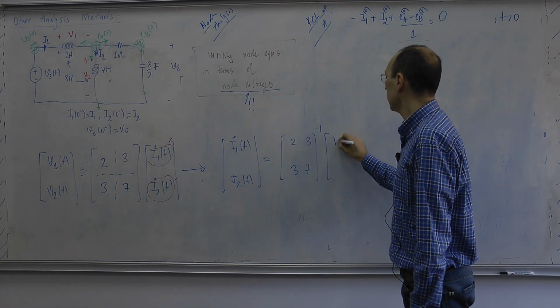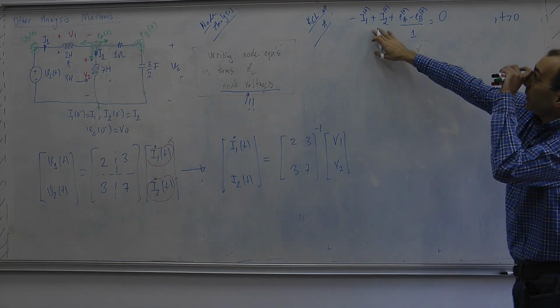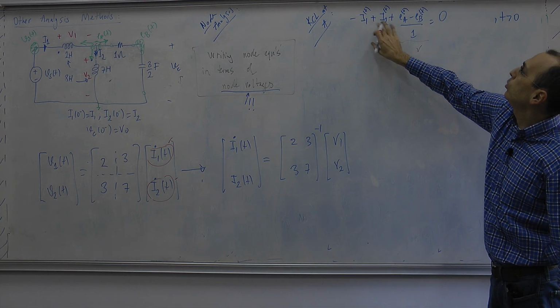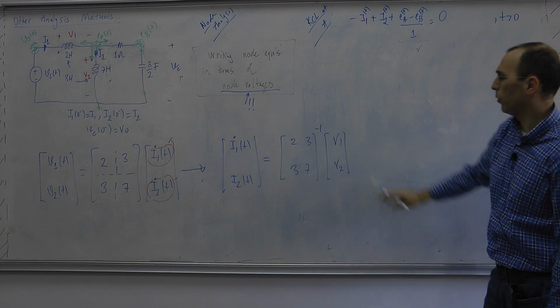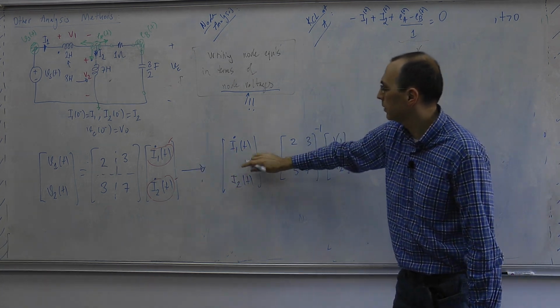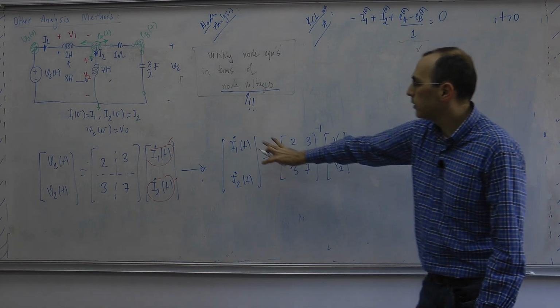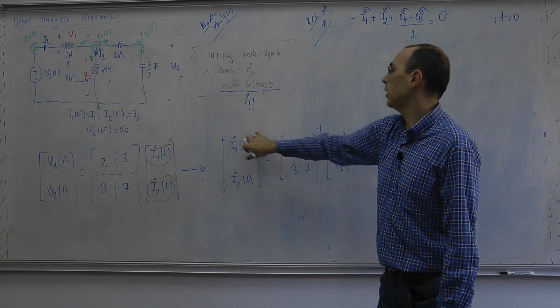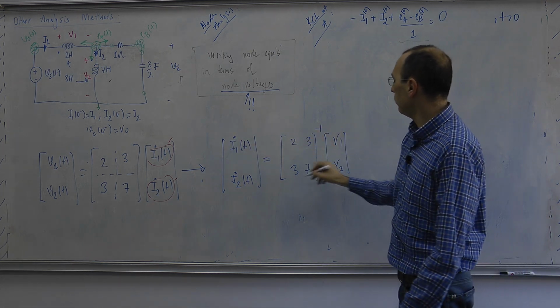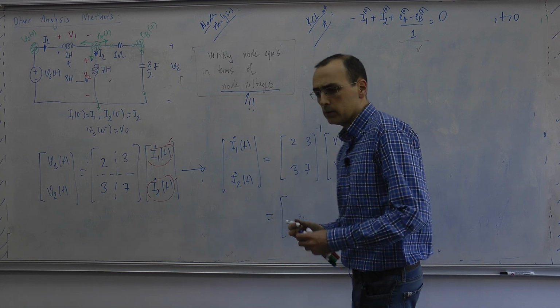So why am I doing this? Because I want to express I2 minus I1 in terms of voltages, and this looks good. I'm using the component equation to express these currents in terms of voltages. Of course, there is a derivative, but I should be integrating at the end. So what is the inverse of this matrix? Let me write it over here then.